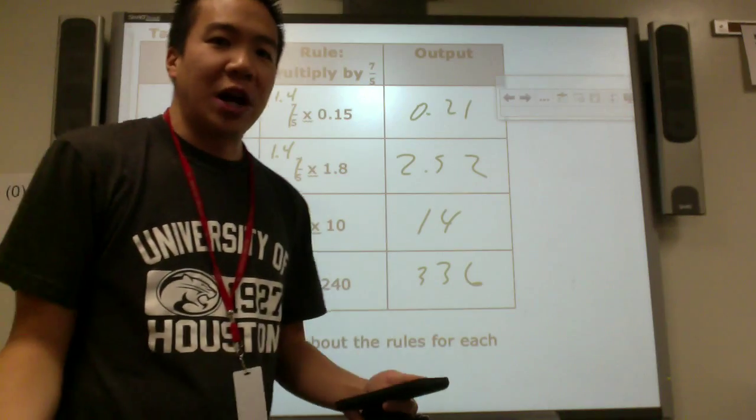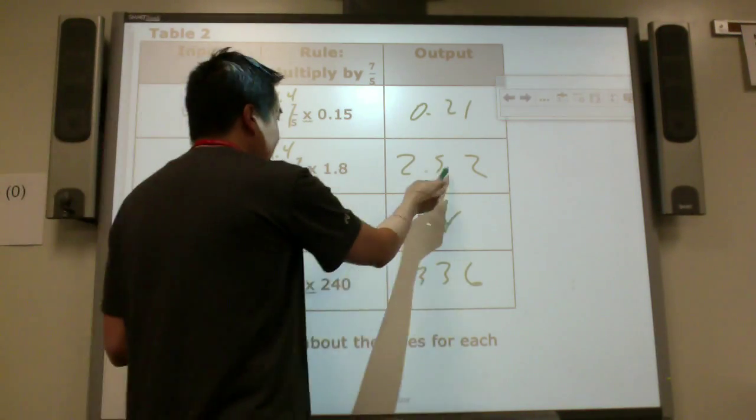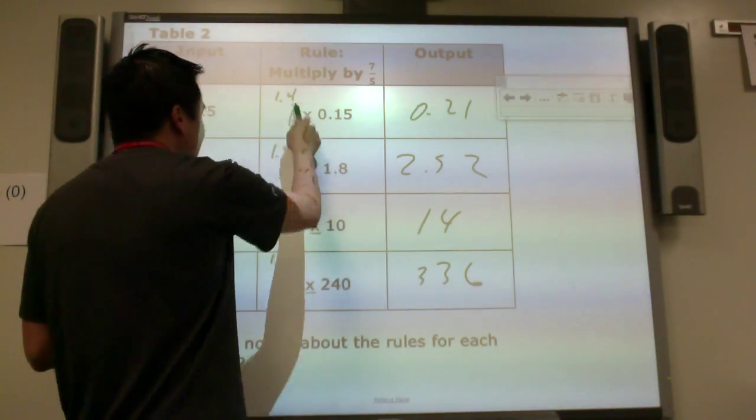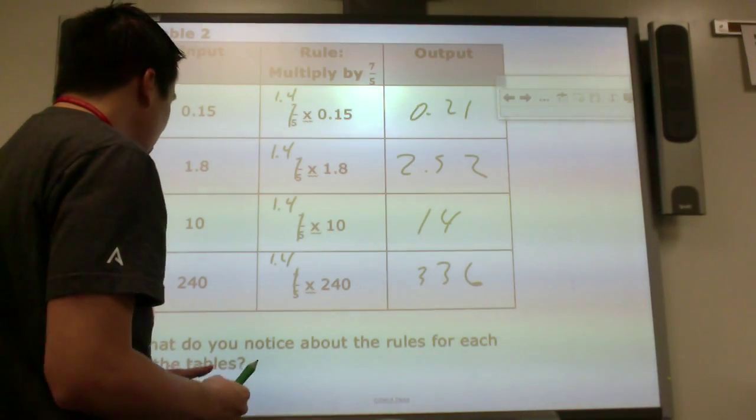So what can you describe this as? The quantity has increased. I started with 1 and 8/10, it went to 2 and 52 hundredths. It increased. 10 increased to 14 because I am multiplying by 1 and 4/10. So what do you notice about the rules for each of these tables?